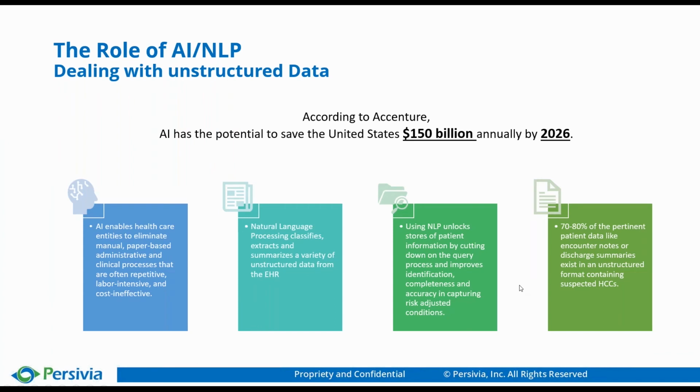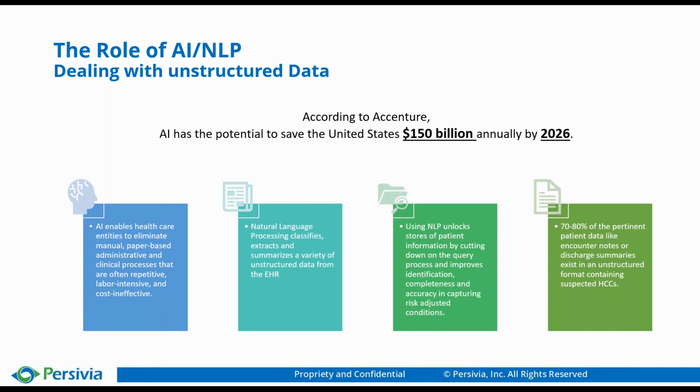Talking about the role of AI and NLP in dealing with unstructured data. $150 billion is the number artificial intelligence can potentially save in US healthcare annually in the next 4 to 5 years. Healthcare entities can easily eliminate manual paper-based administrative and clinical processes that are often repetitive, labor-intensive, and cost-ineffective using AI. NLP can help us to classify, extract, and segment a variety of unstructured data from the EHR. Also, NLP assists in improving identification completeness and accuracy in capturing risk-adjusted conditions.